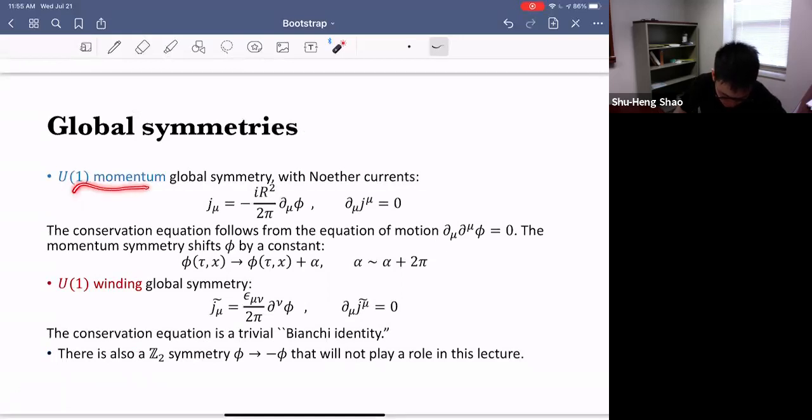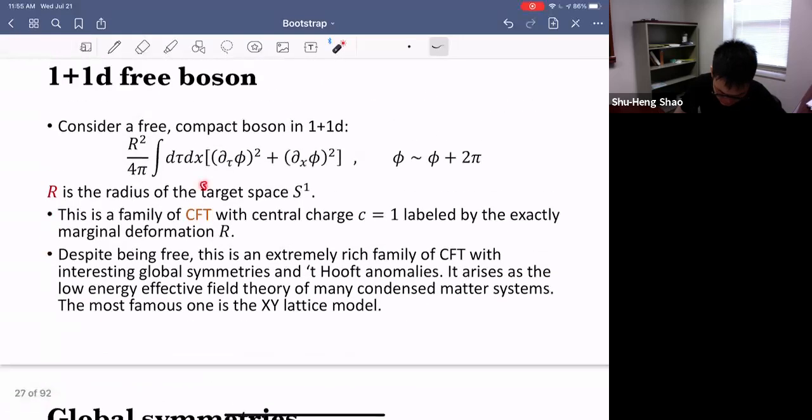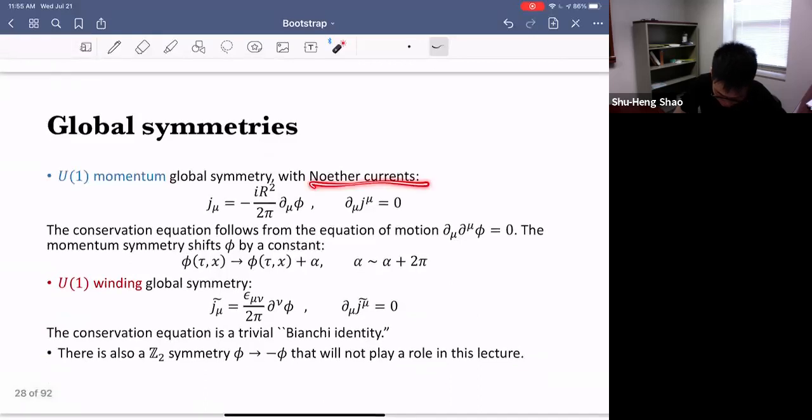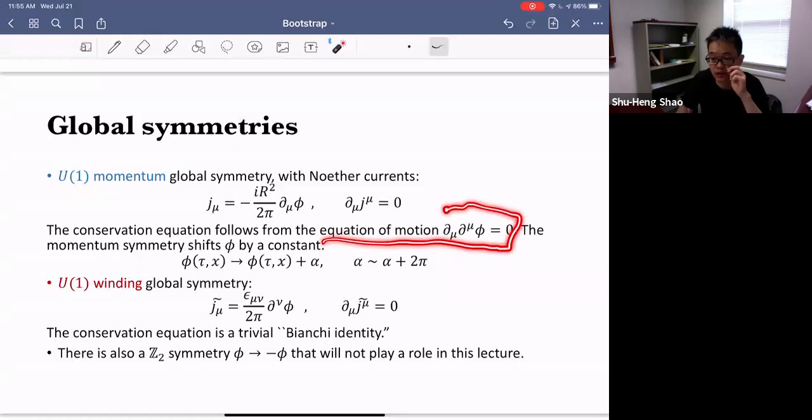There's a U(1) global symmetry, which I'll call the momentum symmetry. This is the string theory terminology. What it does is to shift phi by a constant. That's obviously a symmetry. It has a Noether current given by this. The Noether conservation equation is just the equation of motion for the free scalar field.